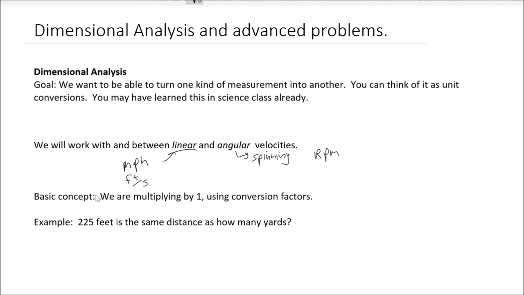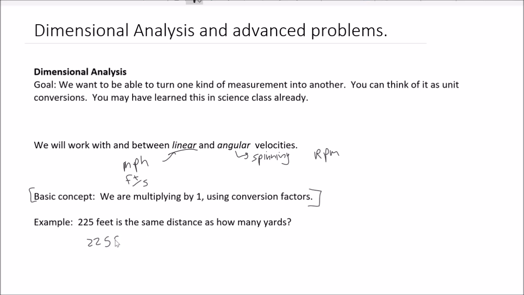Okay, the basic concept, the thing that you might miss today if I don't outline it, that might be confusing, is understand that regardless of what you're typing in your calculator, the reason why what we're about to do works is because all you're doing is multiplying by 1. Let's do a relatively simple example before we get into the good stuff. So we have 225 feet. We want to know that is the same as how many yards.